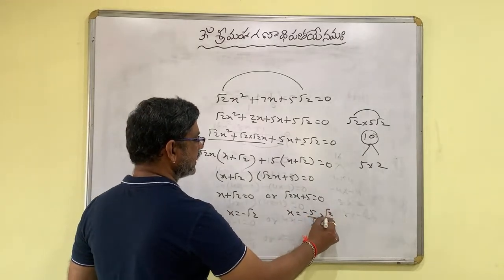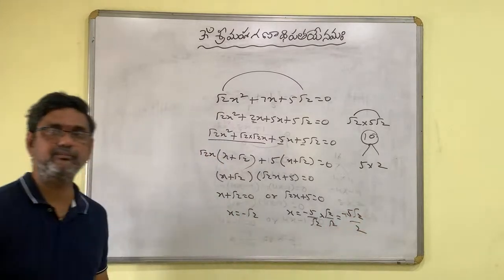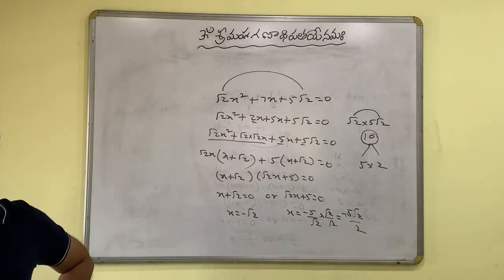This one you need to rationalize the denominator. It becomes negative 5√2 by 2. So negative √2 and negative 5√2 by 2 are the zeros of the given quadratic polynomial.